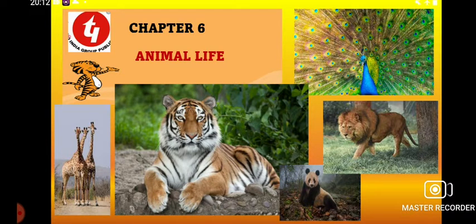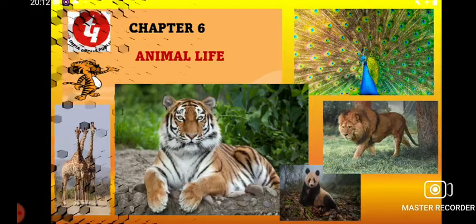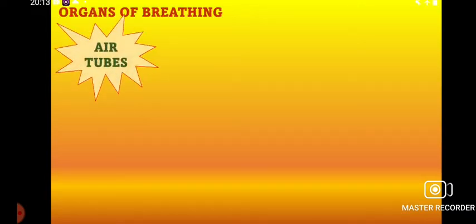So yesterday we had started breathing in animals, and you had seen by lungs and gills how the animal breathes. Now today we will learn something other than lungs and gills. Let's see what that is. Organs of breathing. So today you are going to learn about the air tube.